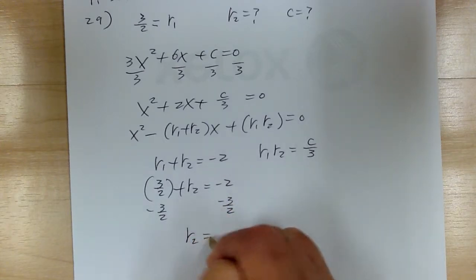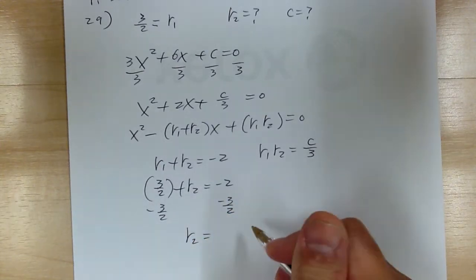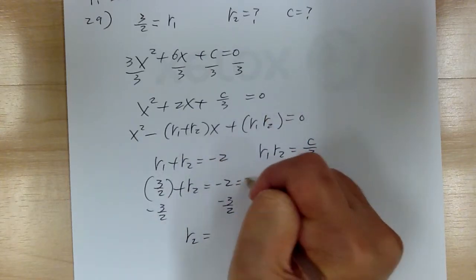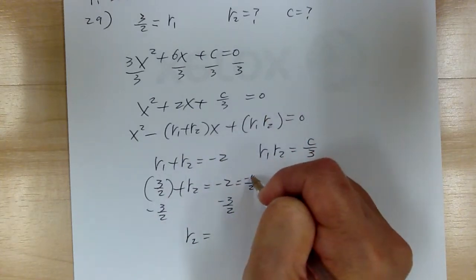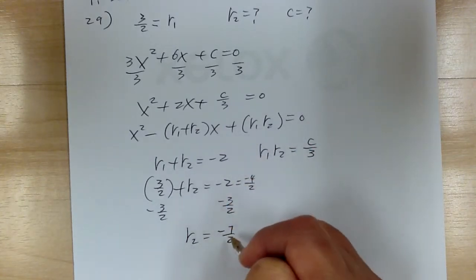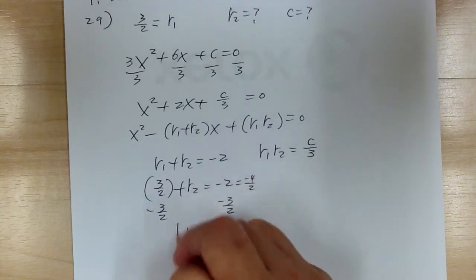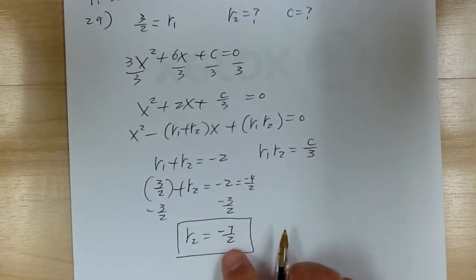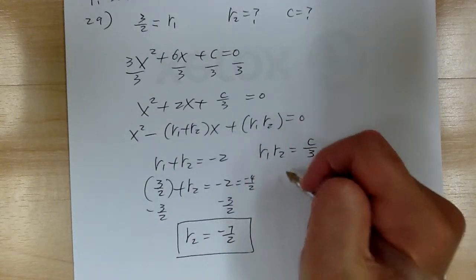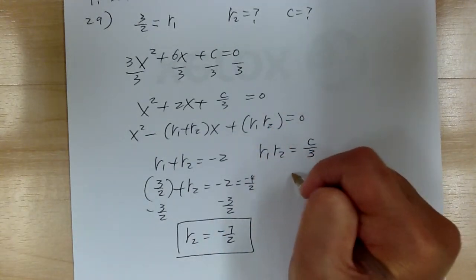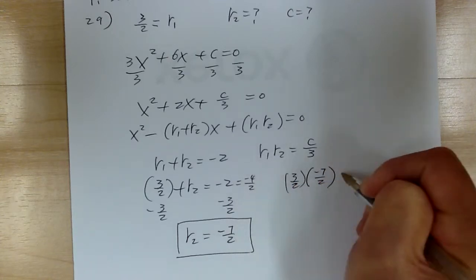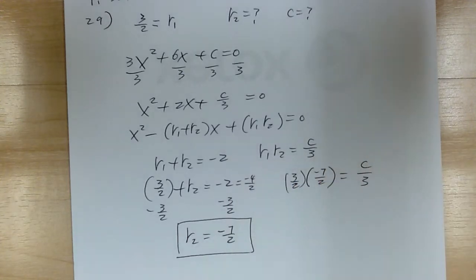So R2 equal to, okay, now you can use your calculator to work it out. So this is equal to negative 4 over 2. So when you work this out, you end up with negative 7 over 2. So that's your R2. Once you have R2, you have R1, right? So you can substitute into here. So you got 3 over 2 times negative 7 over 2 equal to c over 3.